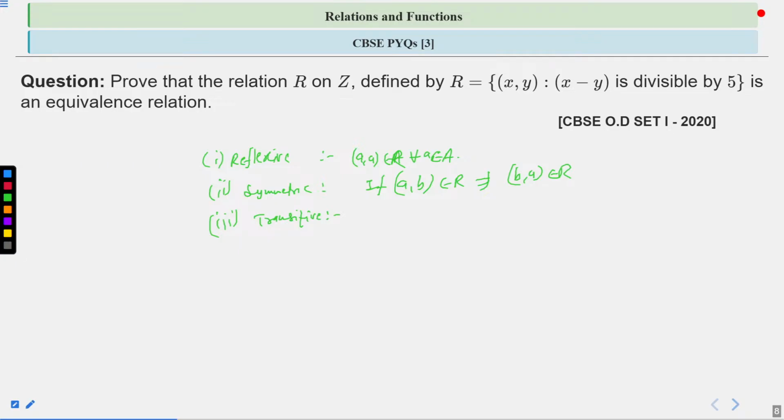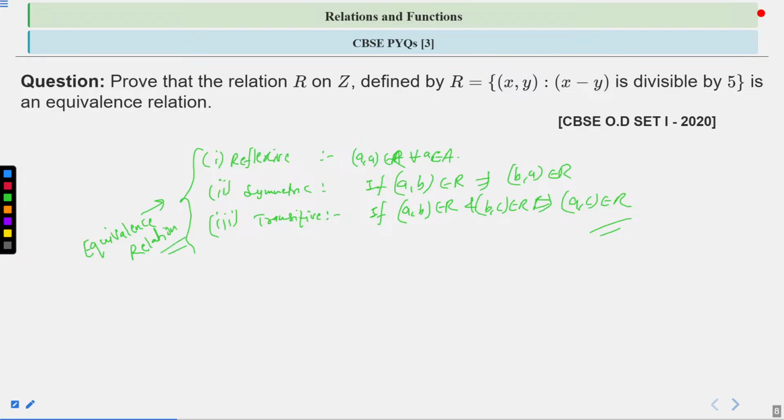What is the condition of a transitive relation? If (a, b) belongs to R and (b, c) belongs to R, this implies (a, c) must belong to R. So these three conditions must be satisfied for a relation to become an equivalence relation. In this way, try to think about this question. You have 10 seconds to solve or think about it, after that we will discuss the solution.